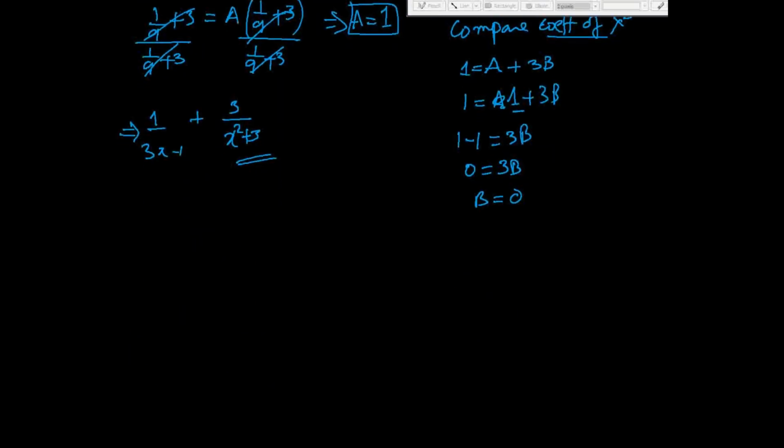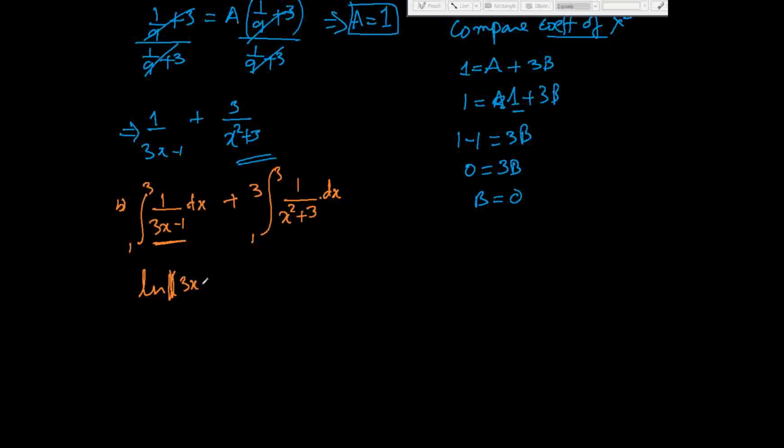Okay, so let's try to do this. We have to integrate from 1 to 3, 1 over 3x minus 1 dx plus, let's keep 3 outside, the integral from 1 to 3 of 1 over x squared plus 3 dx. This is the second part, the B part. The integration of this first one is simple. It will be natural log of, let's put an absolute sign here, 3x minus 1. And what about this one?